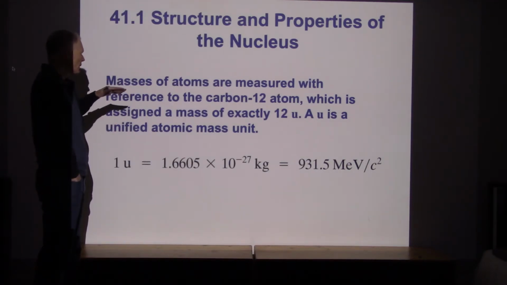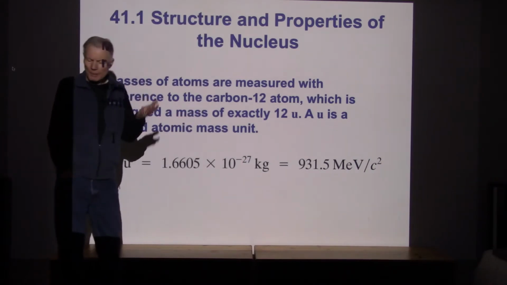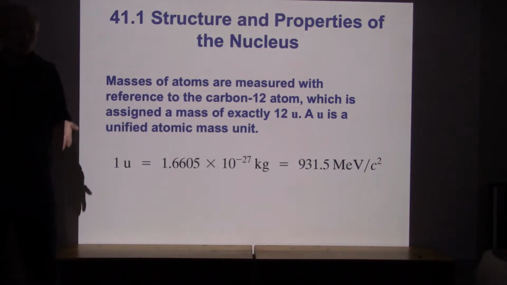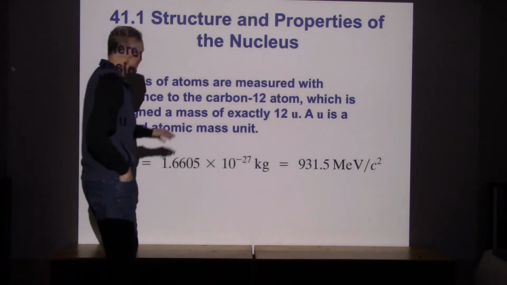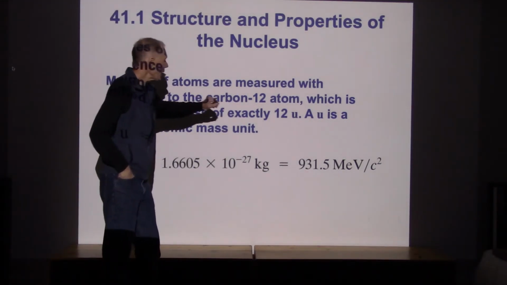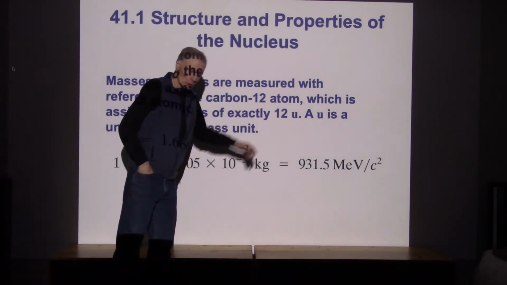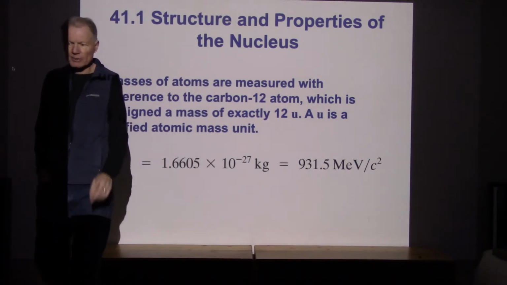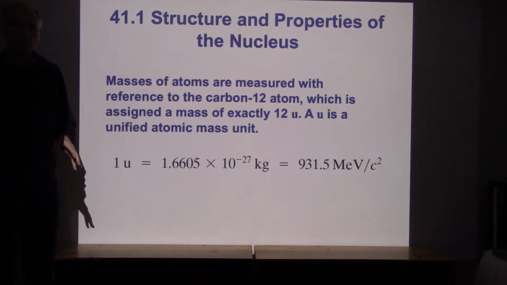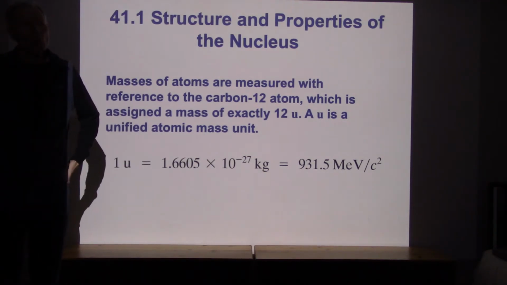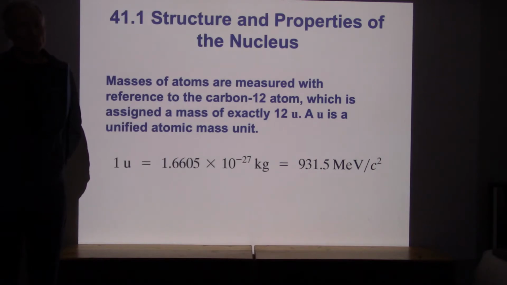We've set up a reference scale, and we had to pick one particular isotope. So the isotope that got picked was carbon-12. And carbon-12 is designated to have exactly 12 atomic mass units. Now that's not just the nucleus, it does include the electrons. So a neutral carbon-12 atom, by definition, has a mass of exactly 12 atomic mass units.